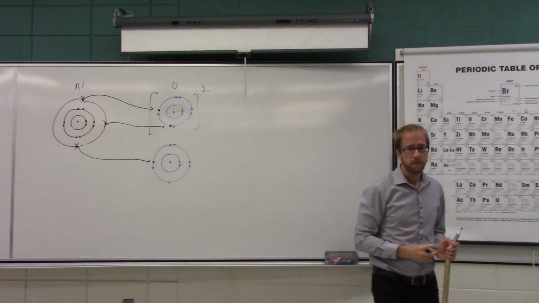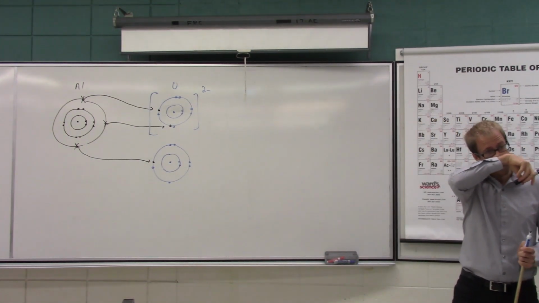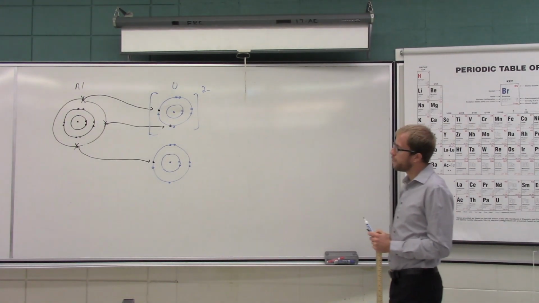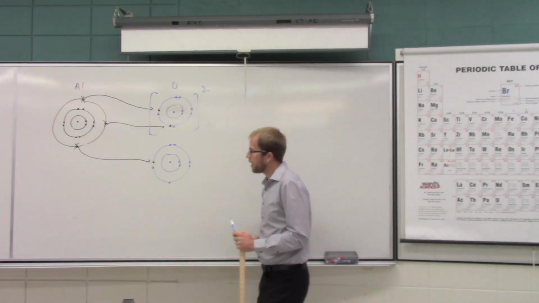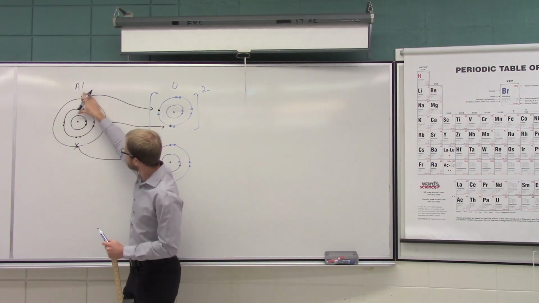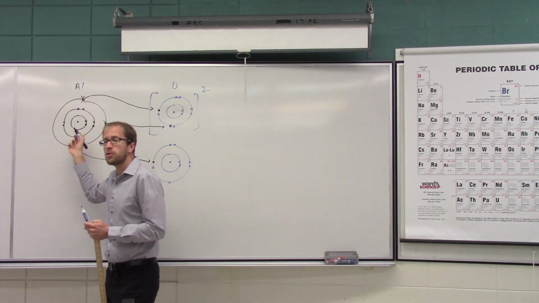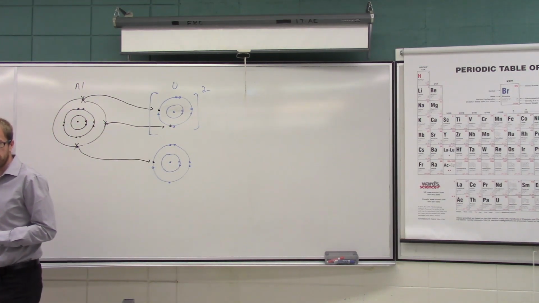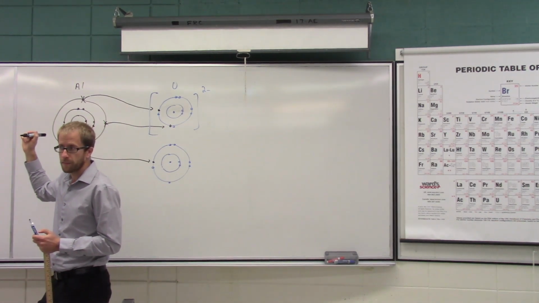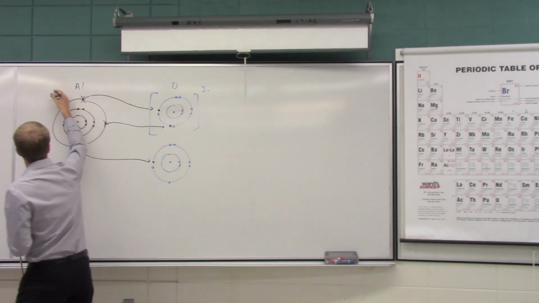Now is aluminum happy? Yes. It has a full outer shell of electrons. We've lost these 3 electrons, and now it has a full outer shell of 8. As a result, what will be the charge on our aluminum ion? Positive. It'd be 3 plus.